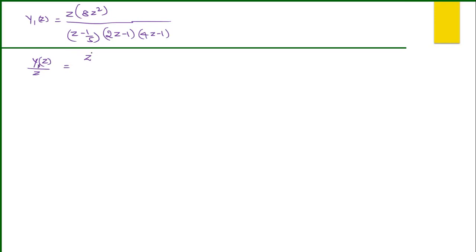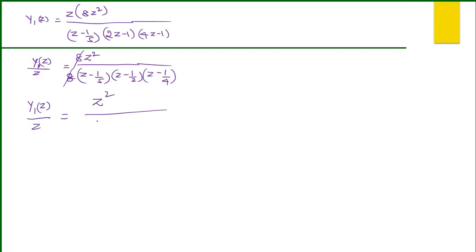Y1 of z by z is equal to 8z square divided by (z minus 1/5). You take 2 outside, what you will get? z minus 1/2. You take 4 outside, 4 into 8, so z minus 1/4. Now 8 we can cancel. What is y1 of z by z? It is equal to z square divided by (z minus 1/5) into (z minus 1/2) into (z minus 1/4).